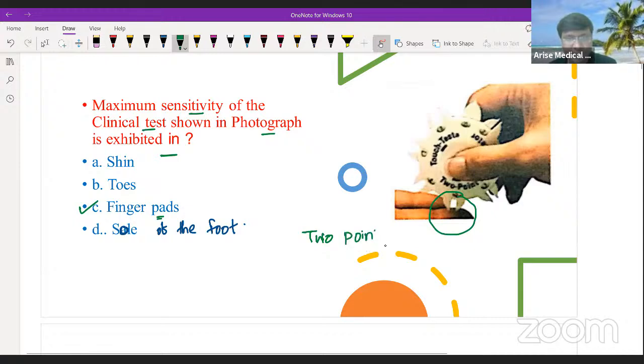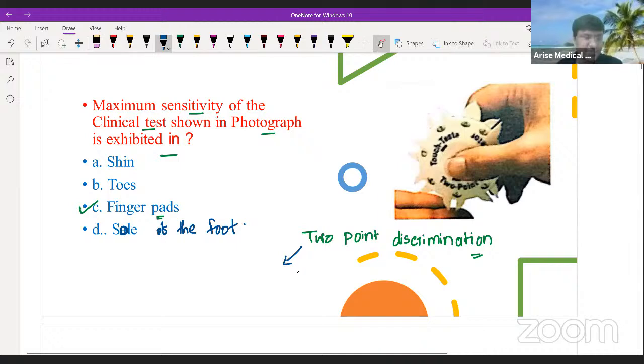And if you take this two-point discrimination, please tell me what are the sensory tracts which will carry this two-point discrimination. Any one of you? So, the sensory tracts, very good, Mohit. The sensory tracts which will carry the two-point discrimination is your dorsal columns, which is nothing but your posterior columns. Mohammed, it is not spinothalamic tract.